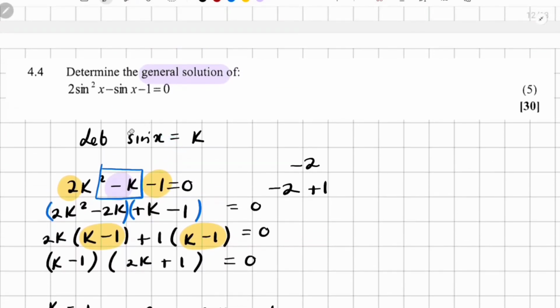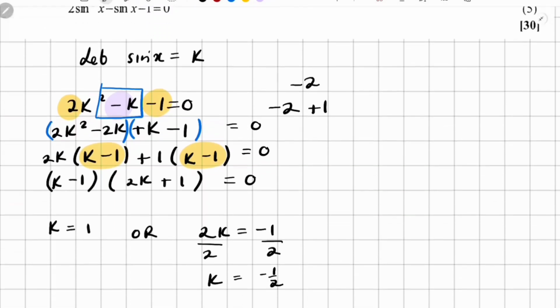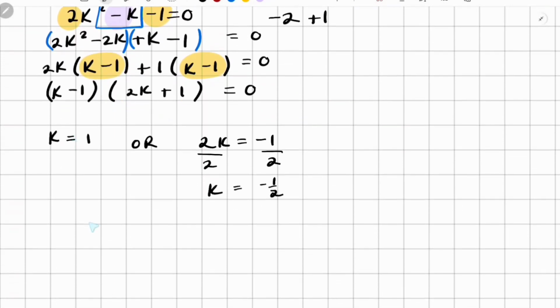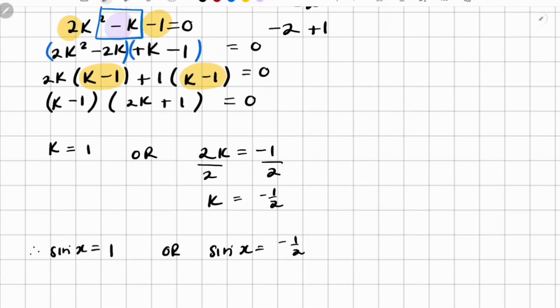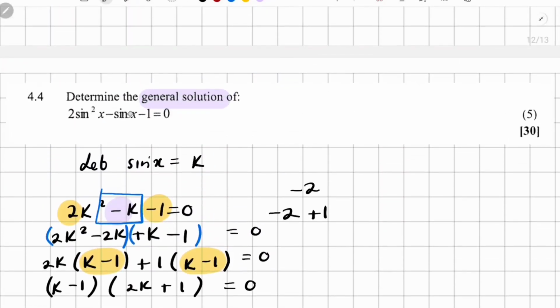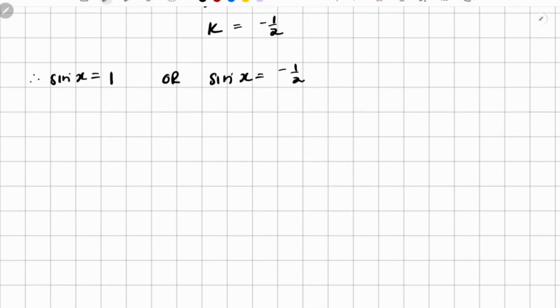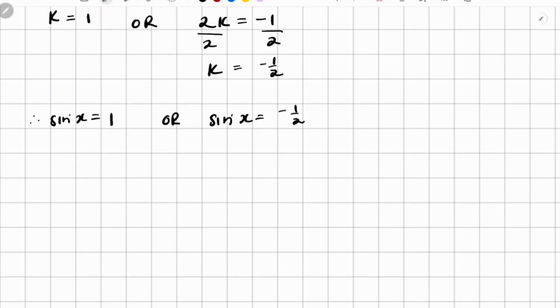So remember that we let sine of x be equal to k. So in place of k, just put sine of x back. It means that what we're actually saying is that sine of x is either equal to 1 or sine of x is equal to negative a half. Okay, that's another way that you can solve for that. That's, of course, if you found the whole sines being intimidating, then you could have done that. Okay, so now that we have this, we just have to find the general solution.